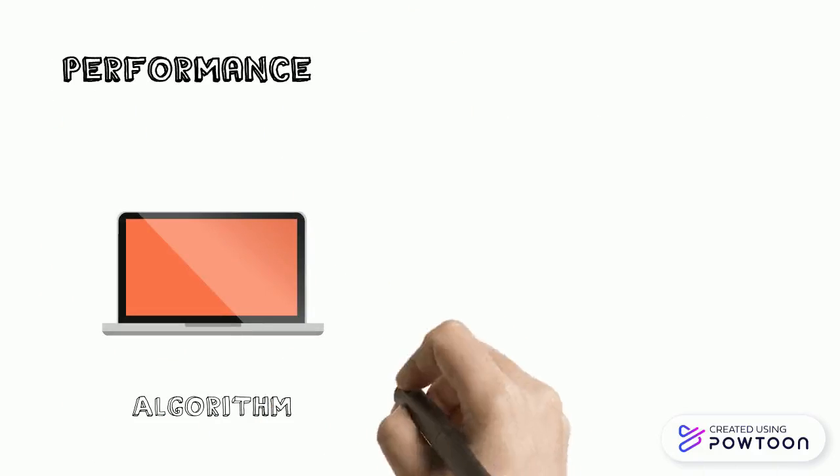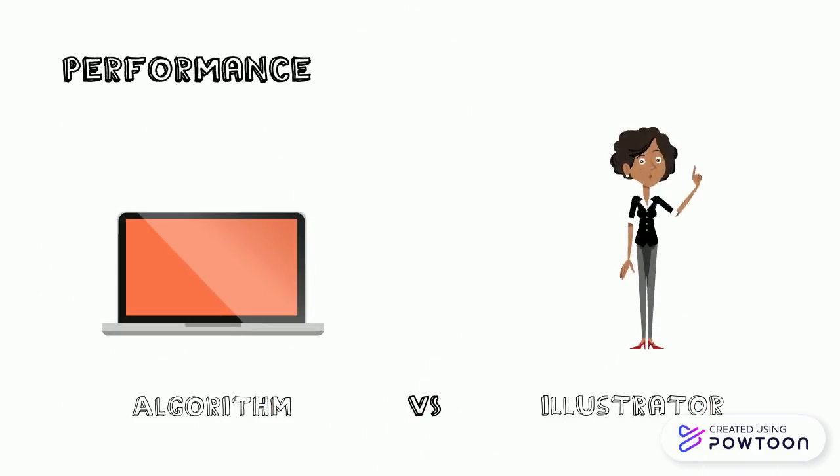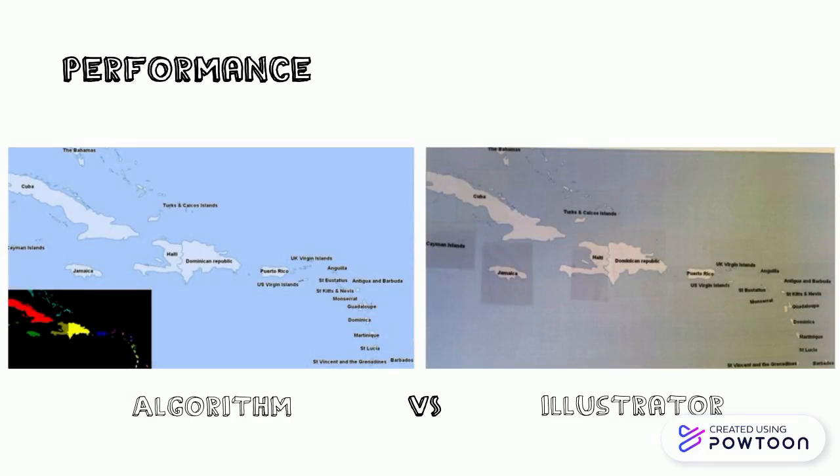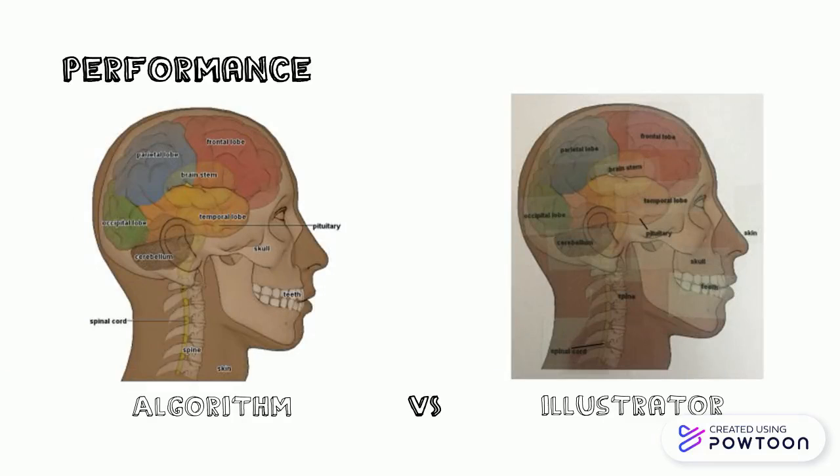So, how well did the algorithm perform after all? To answer this question, the generated label layouts were compared to those produced by an experienced illustrator. The results were very similar, but there were some important differences. In the map of the Caribbean, the illustrator placed the labels so that they wouldn't cover the smaller islands like the algorithm did. In the case of the human head, the illustrator always placed the labels inside the illustration to maximize compactness, even if they had leader lines.